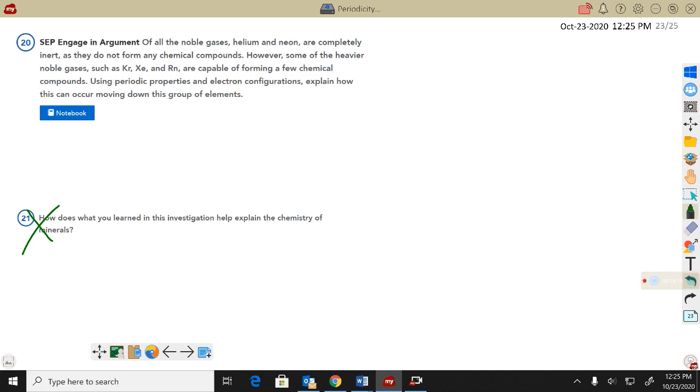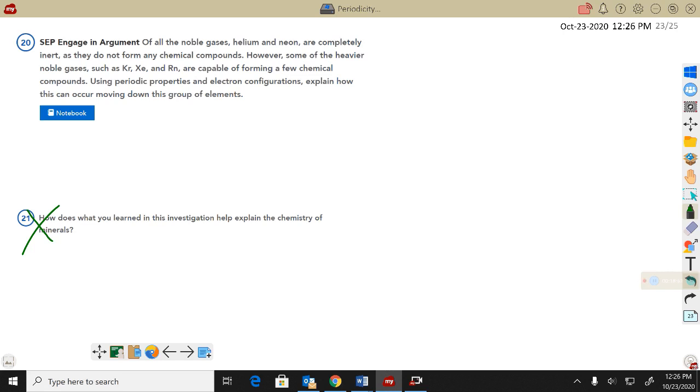However, some of the heavier noble gases like krypton, xenon, and radon are capable of forming a few compounds. Often they'll bond with halogens. So there's like a krypton chloride and a xenon chloride compound. Using periodic properties and electron configurations, explain how this can occur moving down this group of elements. Well, think about it. I don't know if we have to draw an electron configuration, but think about going down a group.